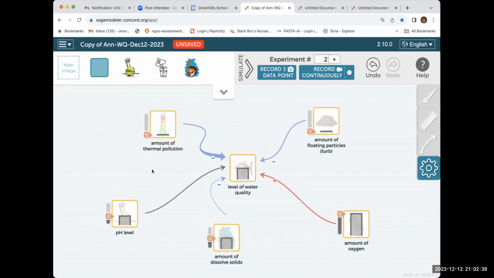I would say also one last thing. There is a relationship between the amount of thermal pollution and the amount of oxygen, right? Because warm water can't hold as much oxygen as cold water. And this could also show there's a relationship between floating particles and temperature, right? Because particles in water absorb heat. So hopefully they can see that these 5 water quality tests aren't silos, they're not all separate, but that they do connect with each other.